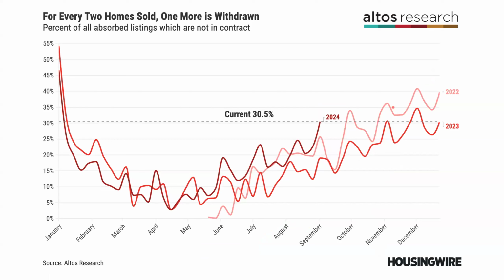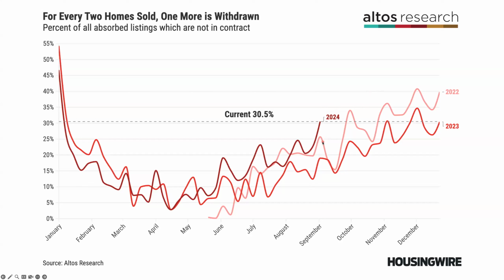I should mention that one of the reasons that inventory is flat or falling is that the number of listings withdrawn is higher than it has been in the last couple of years. In the Altos data, we track all the homes that were on the market last week and the ones that are not on the market this week. Those are absorbed. Sometimes those are going into contract. Sometimes they are withdrawn. Sometimes they go into contract, then a contract fails and they get relisted. There's all kinds of reasons. But for every 2 homes that are going into contract, right now we count one more that is withdrawn, delisted. And you can see that it is higher than either of the last 2 years.